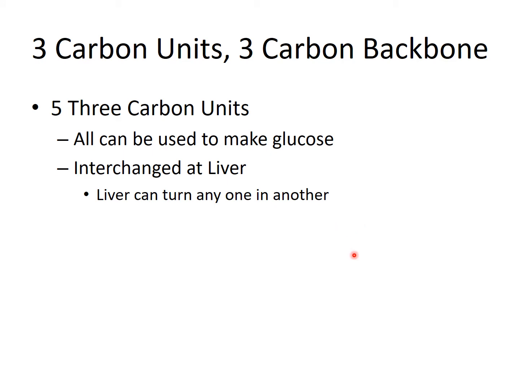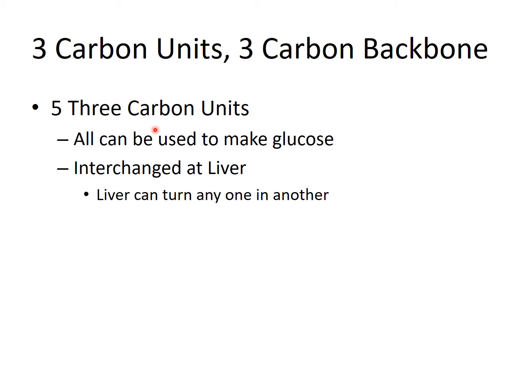So we have 3 carbon units, 3 carbon backbone. When we get to the pictures, you'll see that every one of them has that 1, 2, 3 carbons that are the heart or the backbone of their structure. So all 5 of these 3 carbon units can be used to make glucose.